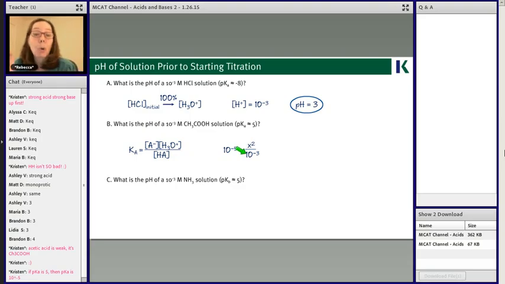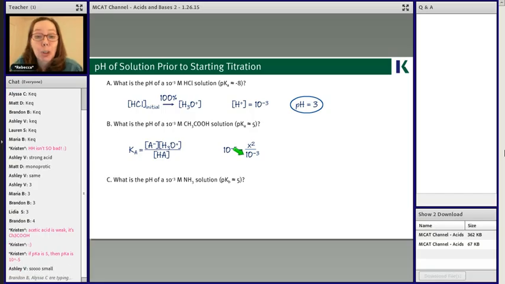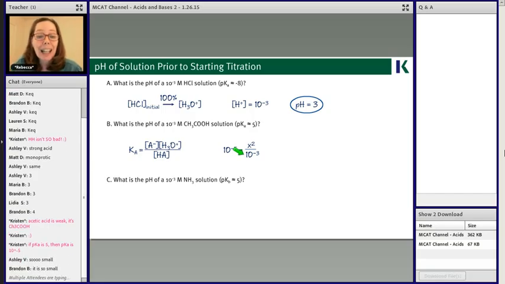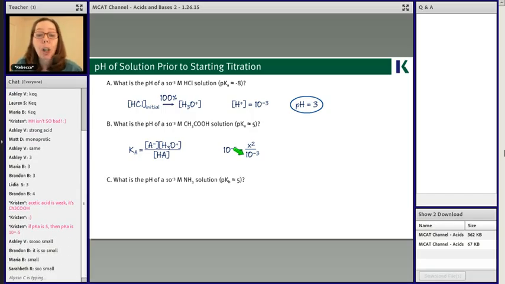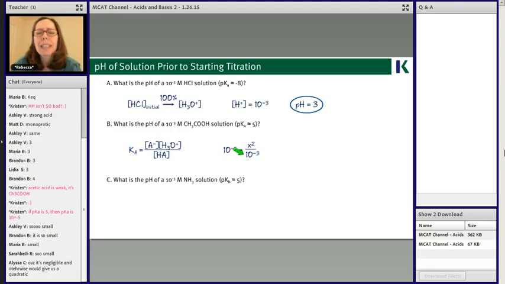Why do we ignore the X in the denominator? Why isn't that written as 10 to the minus third minus X? Exactly, Ashley. It's so small, it's negligible. So we can ignore it. And that's wonderful because now we are not doing a quadratic equation. Trust me, none of us want to be doing that. Now we just solve. X squared is going to equal 10 to the minus 8th.